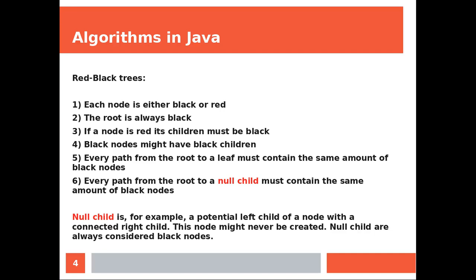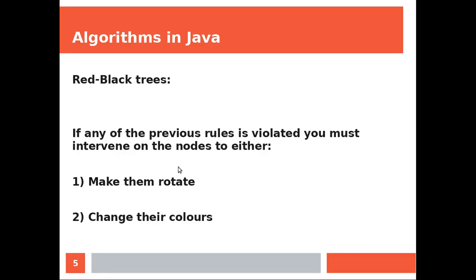A null child is, for example, a potential left child of a node with a connected right child. This node might never exist, might never be created altogether. Null children are always considered to be black nodes. If any of the previous rules is violated, you must intervene on the nodes to either make them rotate or change their colors.